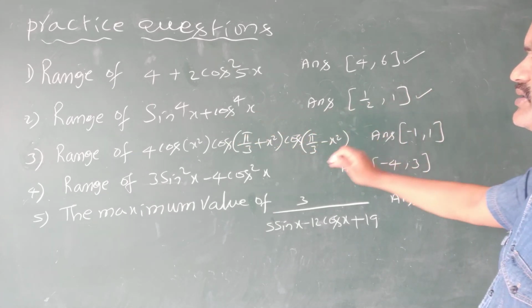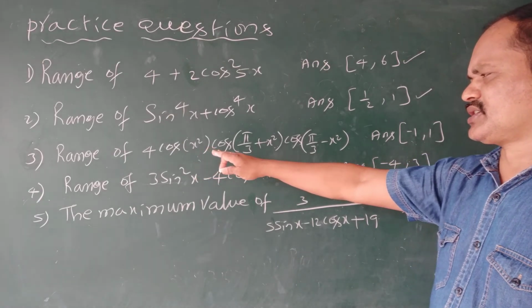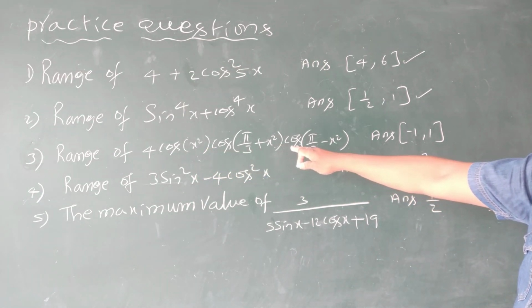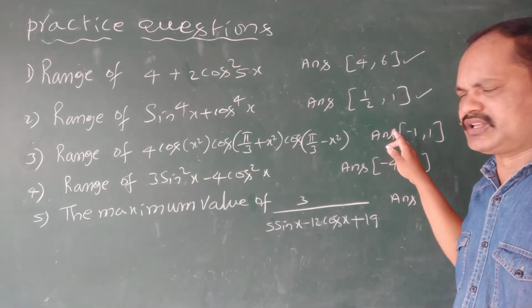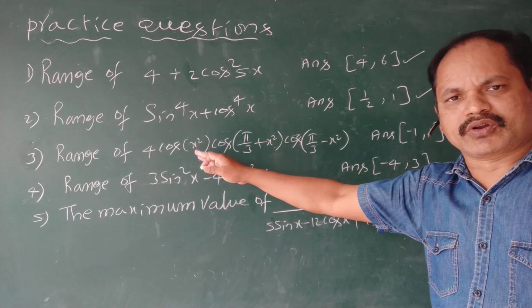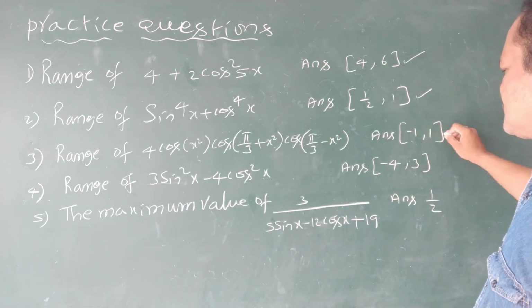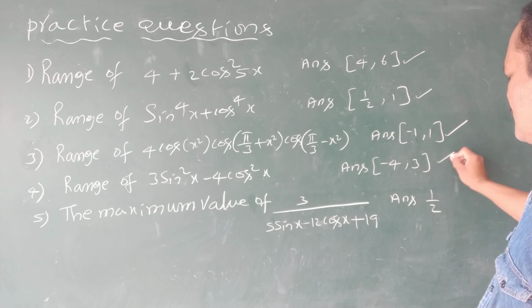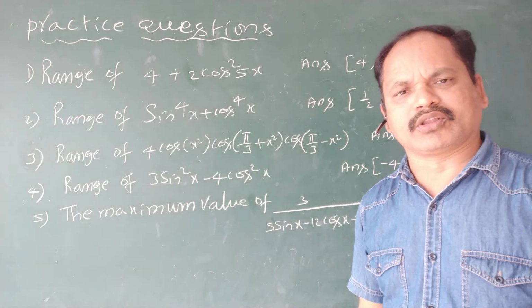This is the answer. And range of 4 cos x, cos square pi by 3 plus x, cos square pi by 3 minus x. That means this is in the form of 4 cos theta cos 60 plus theta cos 60 minus theta. This is the answer. This model and this model. You can do all the questions.